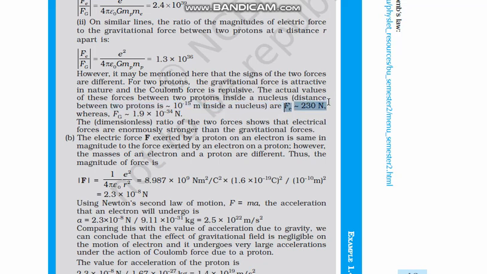This electrostatic force is 230 Newton for very small protons, whereas the gravitational force is quite low. So here you can see 230 Newton for two small protons in this small radius. Now you can understand how powerful this force is.